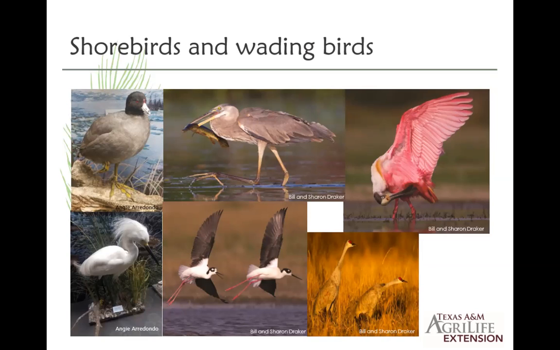Top middle, we have a great blue heron, and you can see its foot out of the water, so you can identify those really long toes. And then it has a spear bill, which, as you can see in this picture, it speared the fish with its bill. Finally, bottom left and bottom right, we have our snowy egret and sandhill cranes.